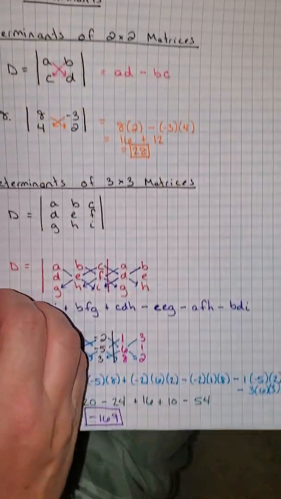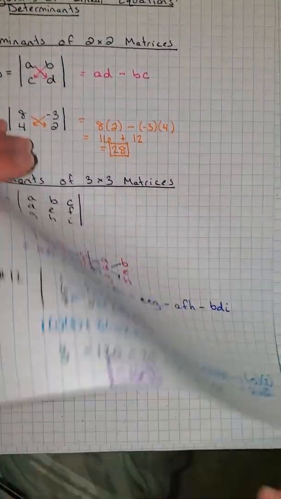So that is finding the determinants themselves. This will lead us into the application. This is going to be Cramer's rule. This is another way of solving a system of equations.